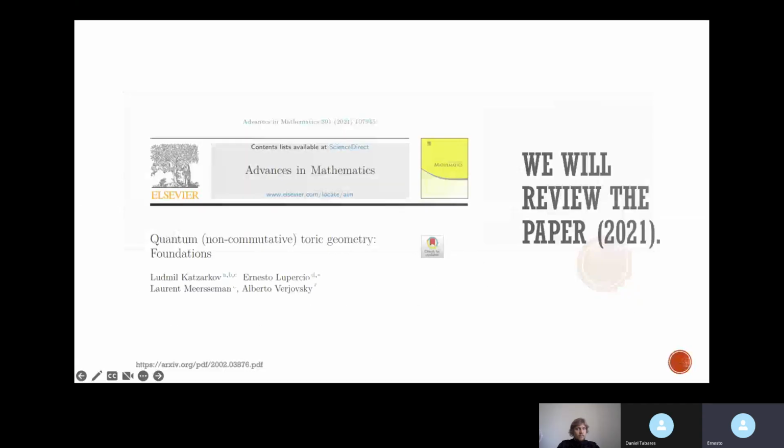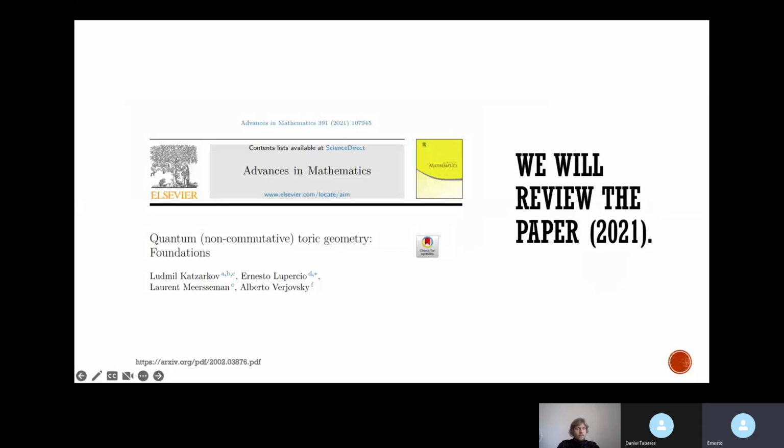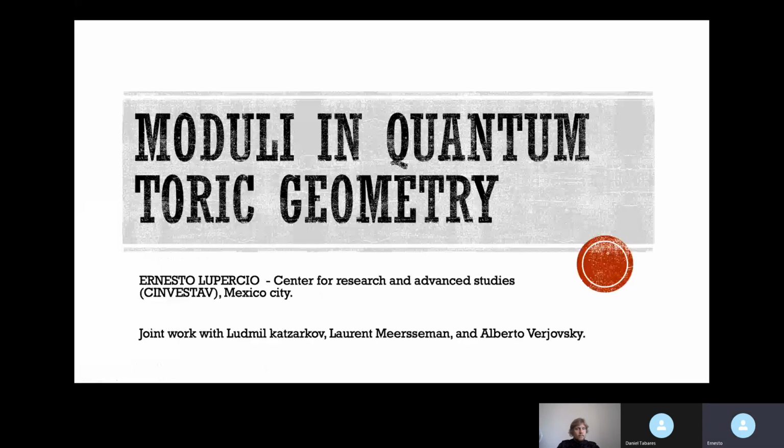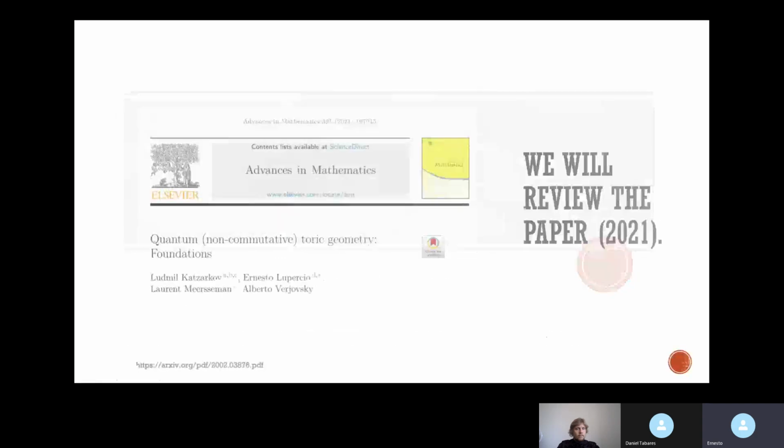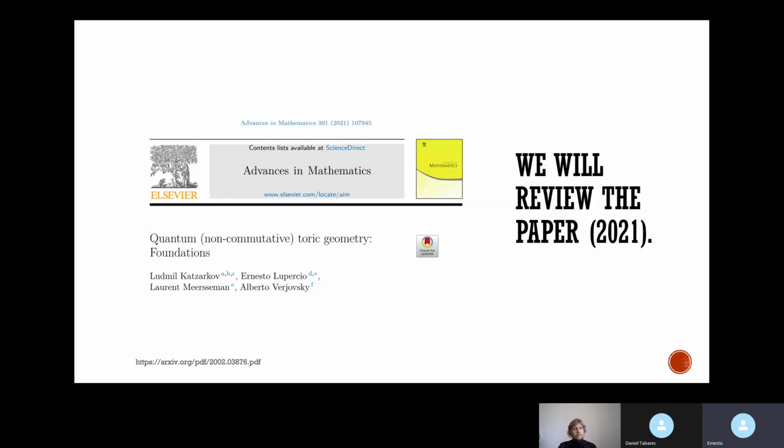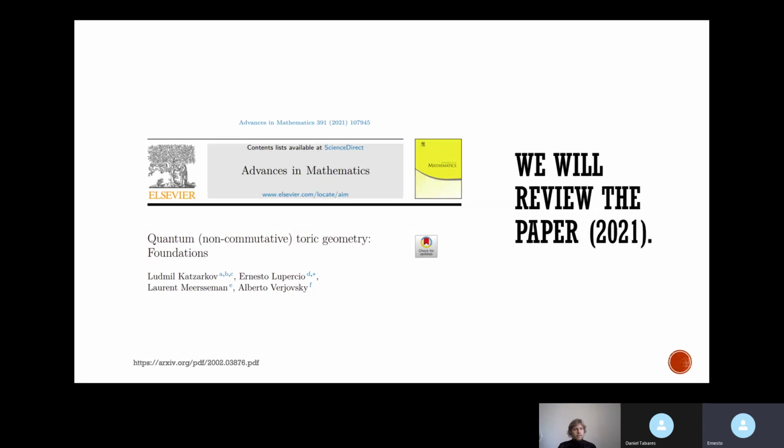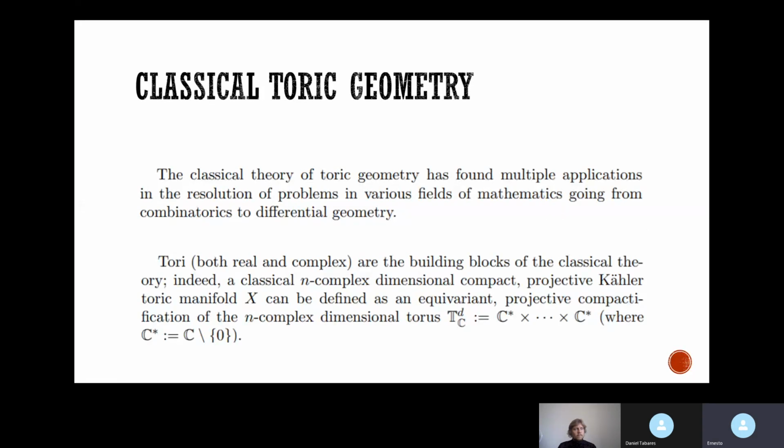so I'm going to speak about this moduli space of quantum toric varieties. We first defined this space in this paper from 2021 called Quantum Non-Commutative Toric Geometry Foundations. So that's from 2021. And again, the basic idea is that one would like to have this moduli space of toric objects, toric spaces.